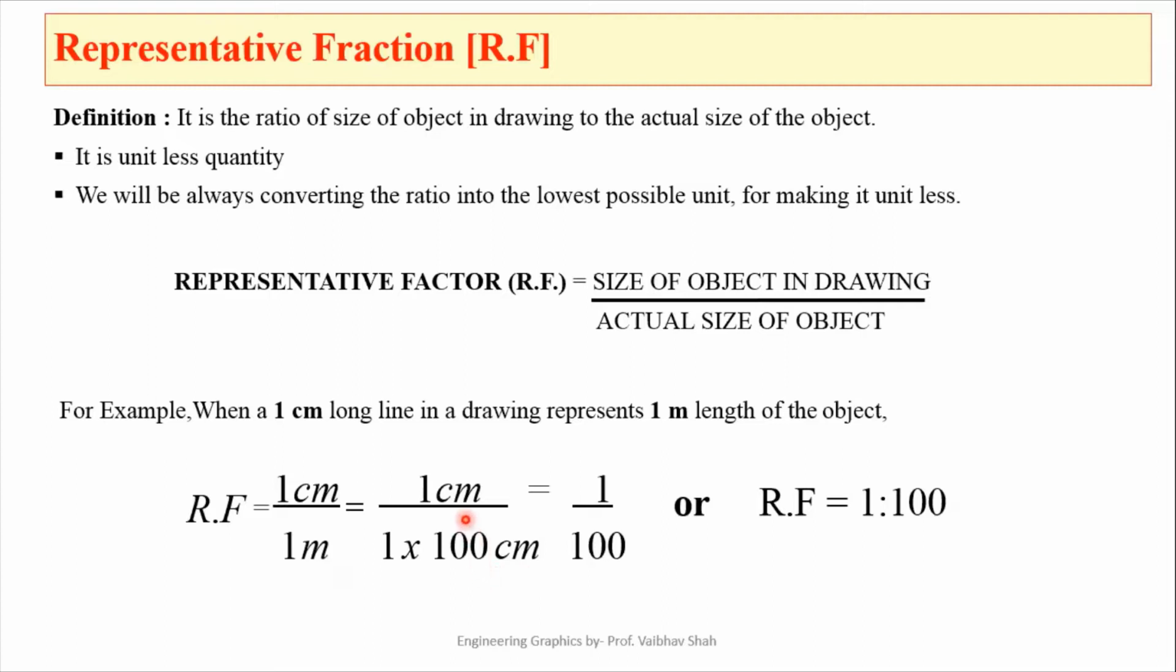Now centimeter and centimeter cancel. So finally we have the ratio 1 by 100, which is nothing but your required representative factor. This can be represented by RF is equal to 1 is to 100. Either you can represent it as 1 by 100, 1 divided by 100, or RF equal to 1 is to 100. So this was your representative factor.